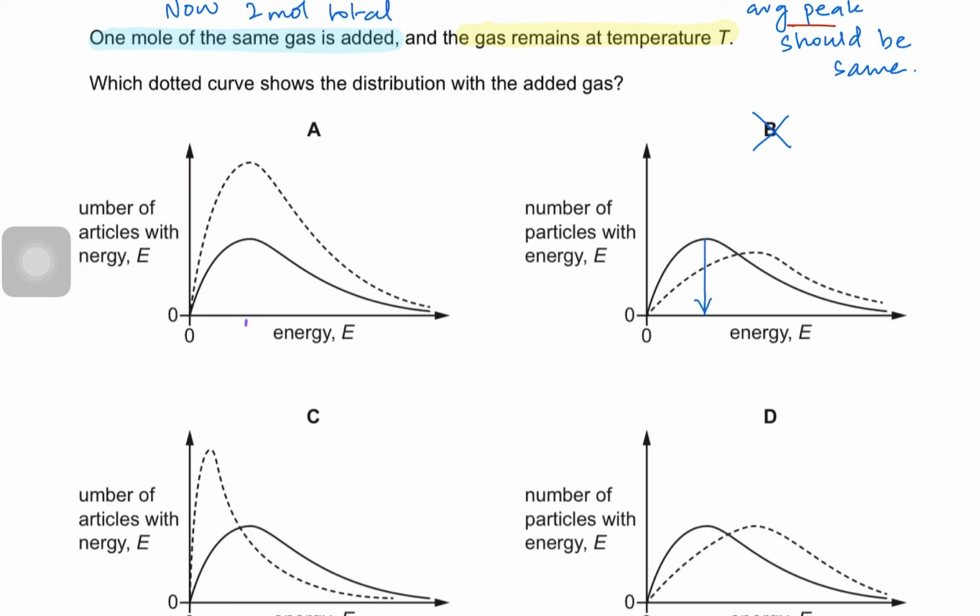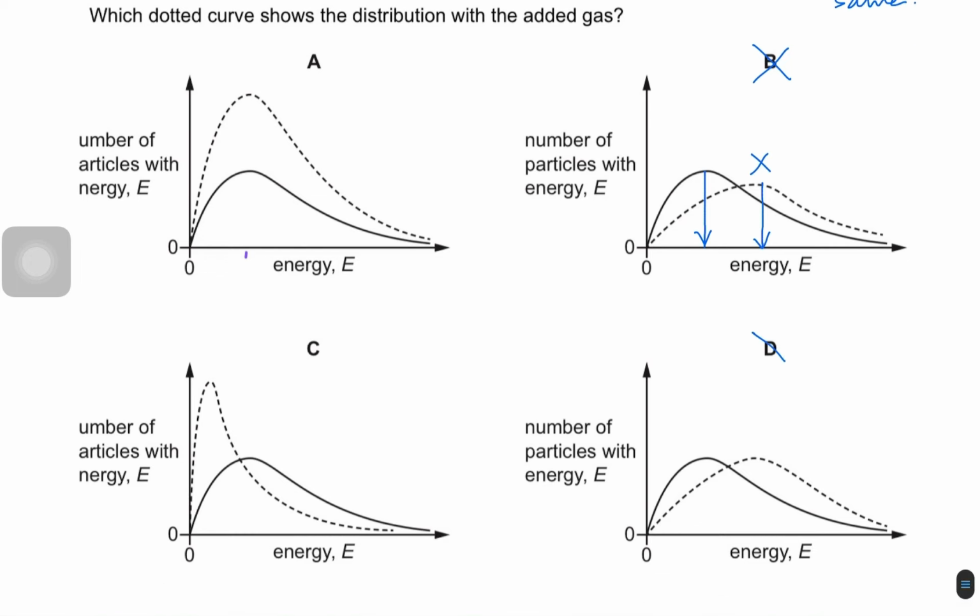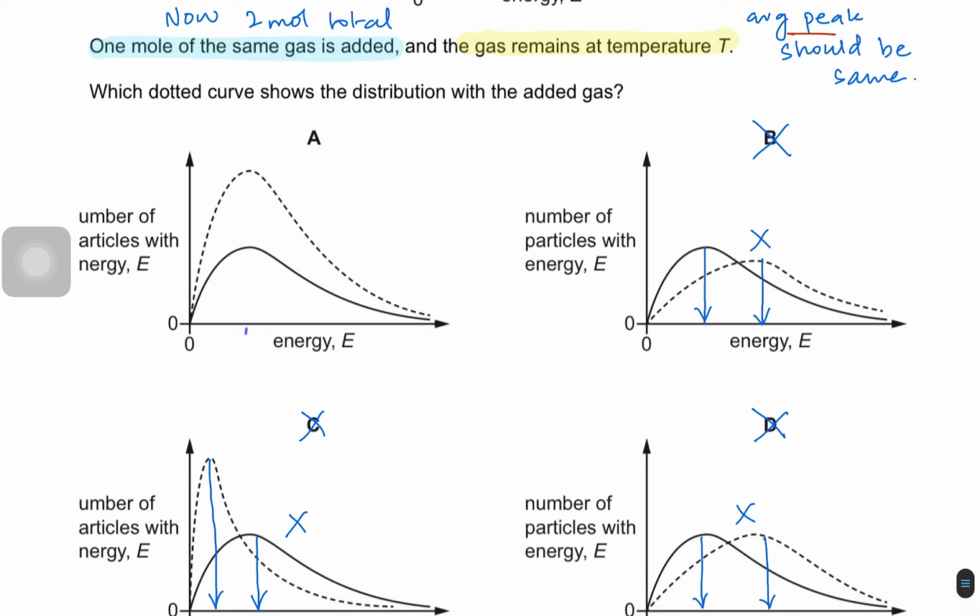Why do you have two different average energies? Your temperature is still the same. Option D is also wrong because why do you have two different average energies? Why is your graph moving towards the right if the temperature is the same? Even in option C, why should your average energy decrease if the temperature is the same? The correct answer is option A because average energy is still the same in both graphs.